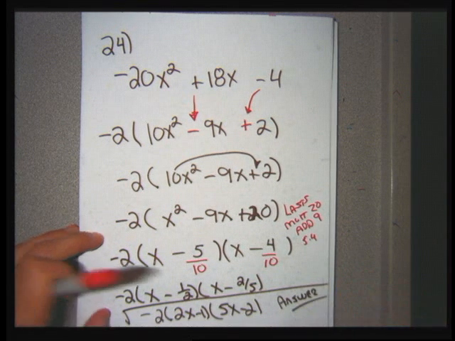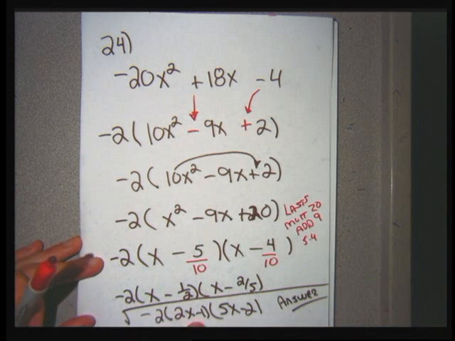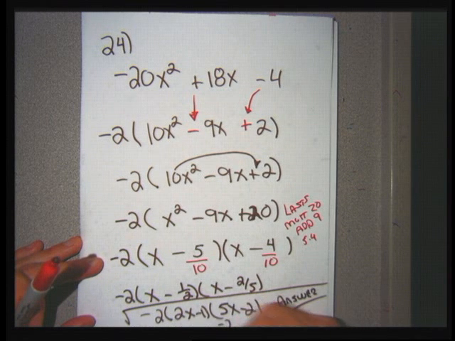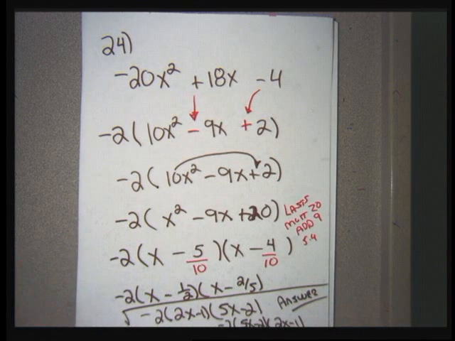If I want to, I can check. I'm going to go ahead and check. So as long as you have these 3 pieces, a minus 2, a 2x minus 1, and a 5x minus 2, the order is not a deal breaker. So if your answer looks like minus 2 times 5x minus 2 times 2x minus 1, that's completely okay.